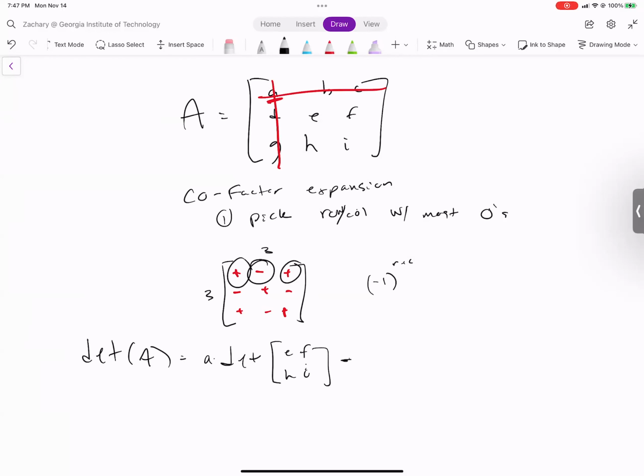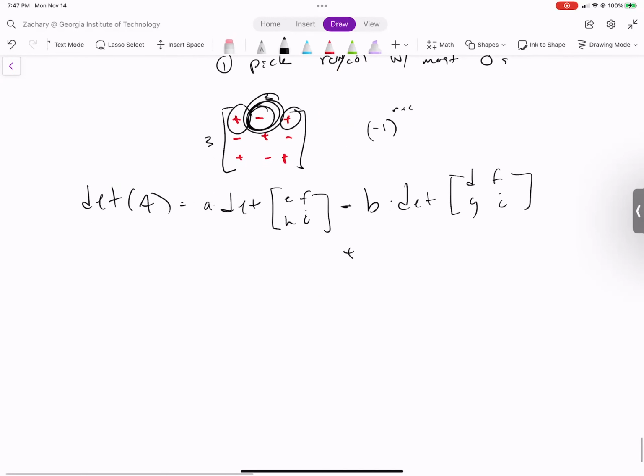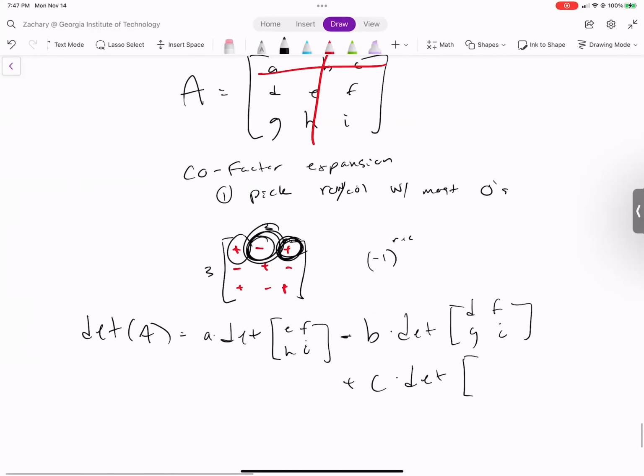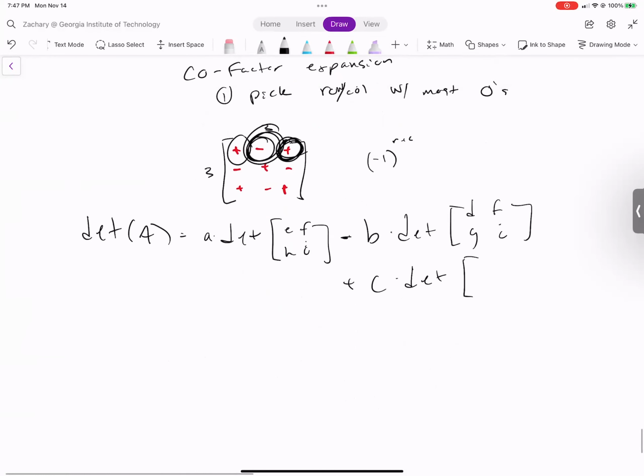Okay. And then we take the minus from here, minus B times whatever B's minor is. So that's here, times the determinant of D, F, G, I, and this will be plus C, because we get the plus from here, times the determinant of D, E, G, H. And then from here, we use determinant rules on 2 by 2s to do those quickly. All right.